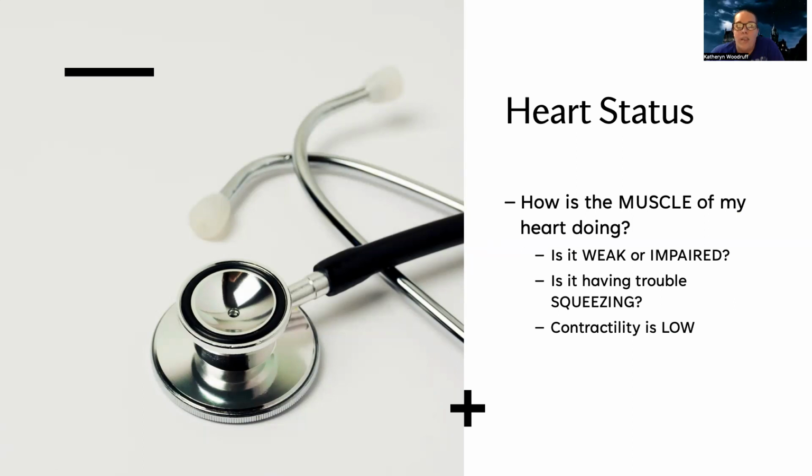But as a whole, think of this as, what do you call it?